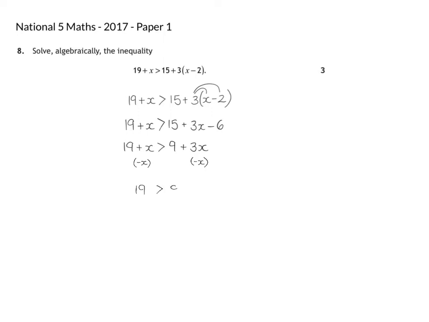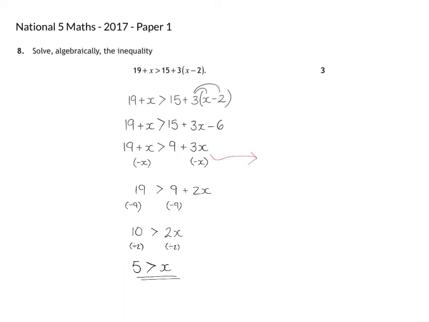So we get 19 is greater than 9 plus 2x. And then we want our x's by itself, so I'm going to take away my 9 from both sides. So I get 19 take away 9, which is 10, is greater than 2x. So now I can divide by 2 both sides, which gives me 5 is greater than x. No having to worry about changing signs or directions of my inequalities if I do it that way.